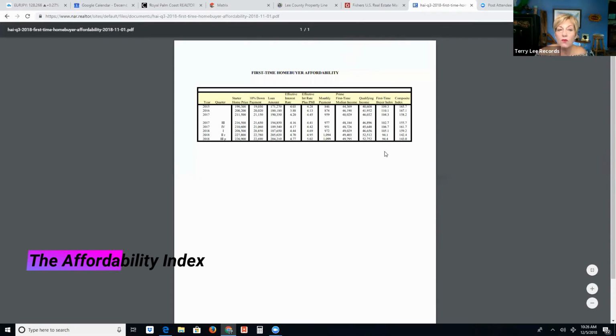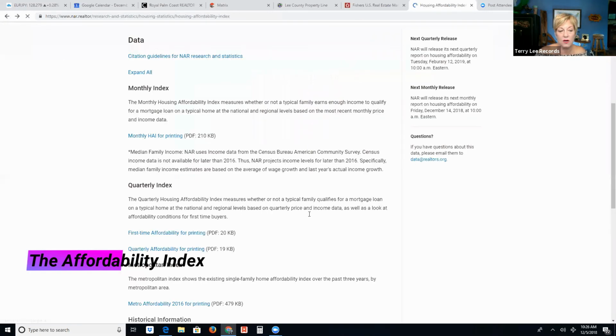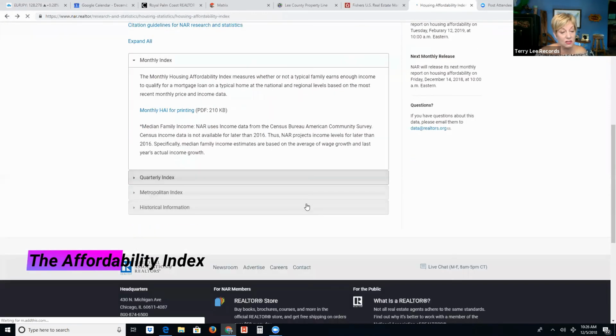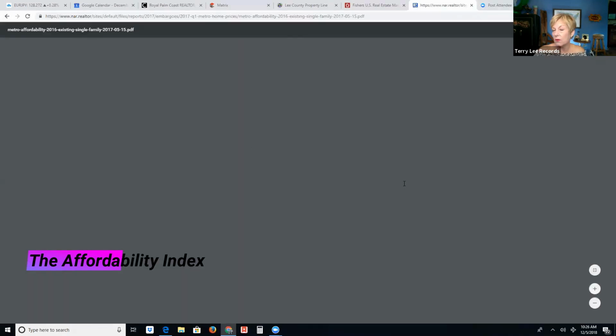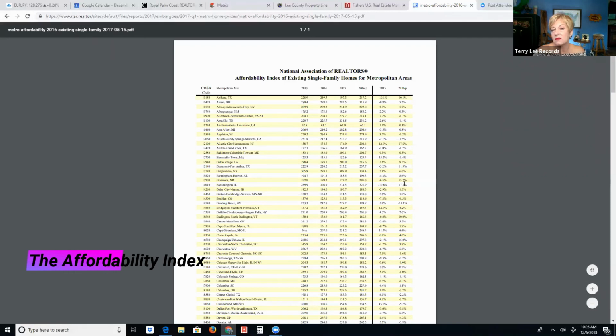But I can tell you before the crash, this number was very, very low. All of these numbers, this number in the composite was like way under 100. So it's still a good time. People can still afford a lot of house, right? Depends on your area. So let's look deeper, right? So those are the quarterly. We can go into the metropolitan. Now this is 2016. They have not published 2018 yet. But we can interpret off what's happened since 2016.